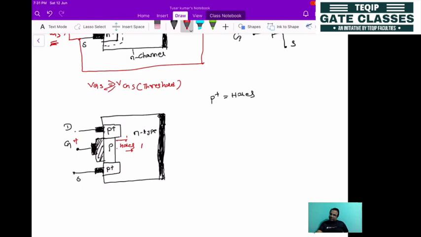So due to that reason, what will happen? It will not conduct, because it will not assist the conduction. Even if you apply a certain drain to source voltage, the channel is not supported, because the voltage we have applied is not supporting the movement of the holes. So for that reason, the positive supply cannot be applied. So what do you have to do? You have to apply a negative supply.